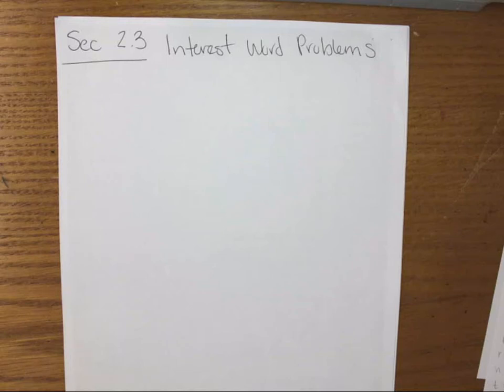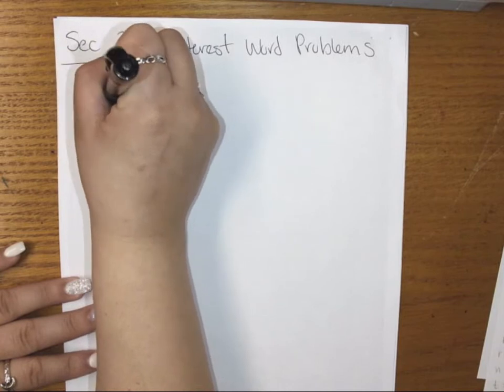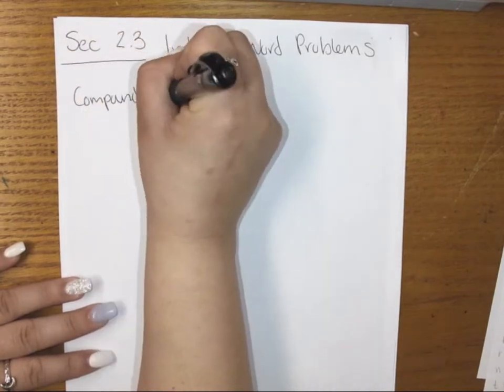For this week, we have section 2.3. We're going to be looking into interest word problems. For the interest word problems, we're going to be using our compound interest formula.